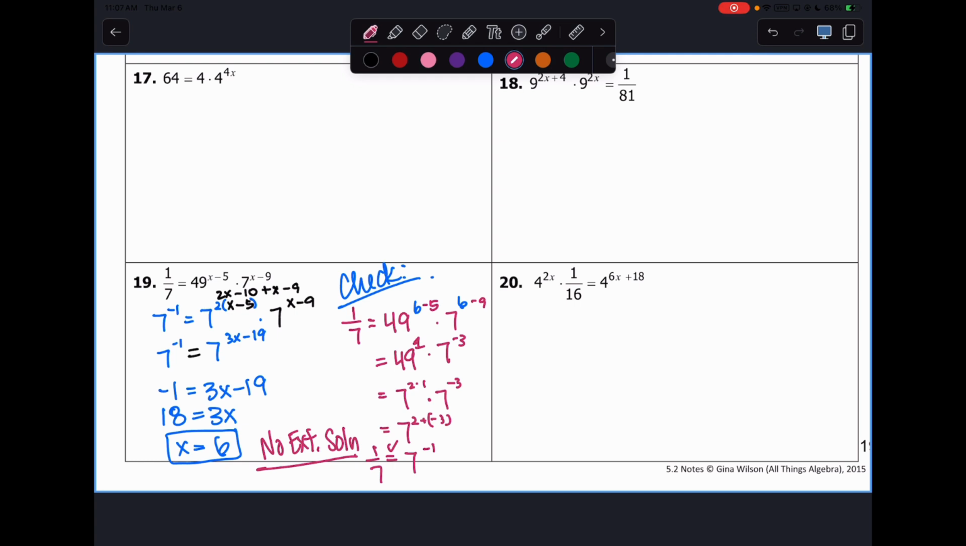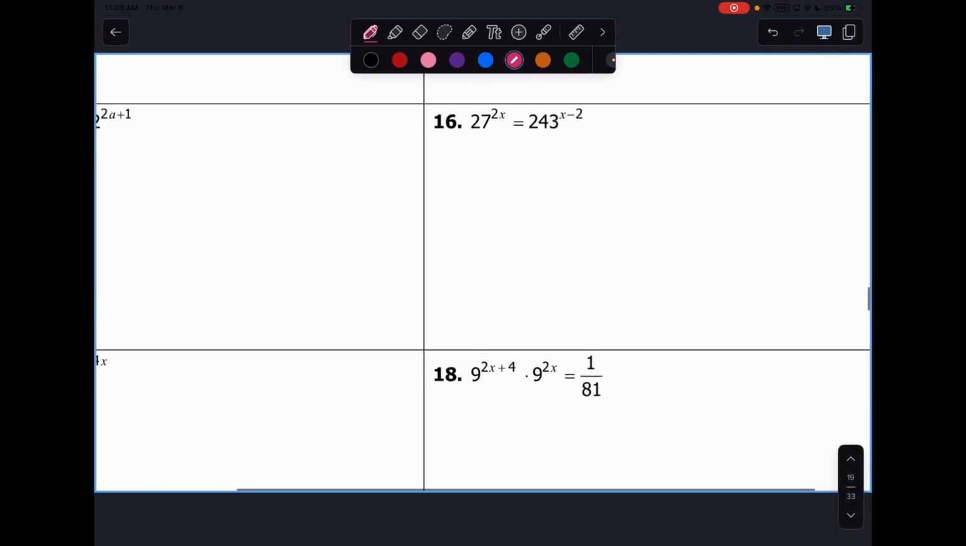No calculator would be like 6-4 and 6-5. Right there. I understand what a logarithm is and can change equations from exponential to log form. And I understand the laws of log and use them to simplify expressions. Yep. 16? This one? Yeah.